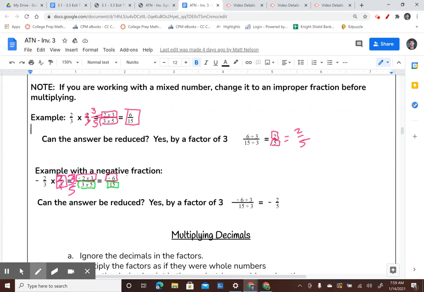And again, can this be reduced? In other words, is there a number that goes into both 6 and 15? Again, we can divide both by 3, and we end up with negative 2 on the top and positive 5 on the bottom. Now notice, whether we write it as negative 2 over positive 5 or negative 2/5, it's going to mean the same thing, because if you were to divide negative 2 by positive 5, we have an odd number of negative factors, right? We have 1. And so therefore, our final answer is also going to be negative.